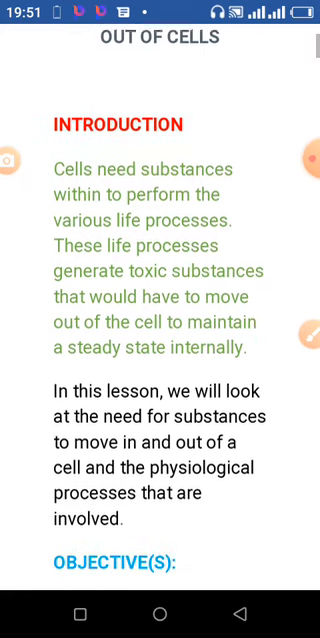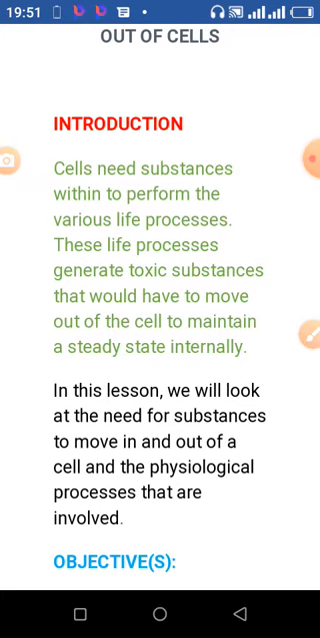Okay, so from the starting, this is the introduction of movements of substances into and out of a cell. Cells need substances within to perform the various life processes. These life processes generate toxic substances that would have to move out of the cell to maintain a steady state internally.